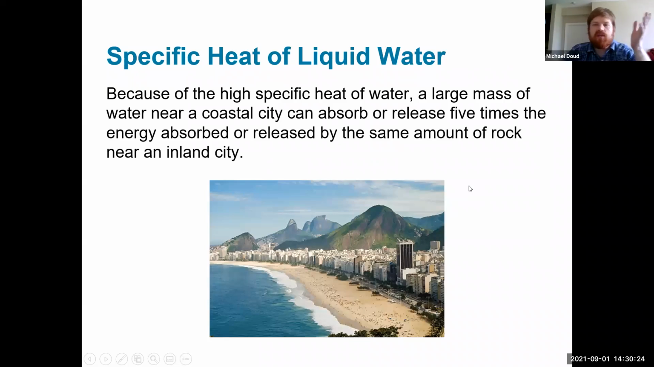Okay, now I mentioned before, water is super important. And one reason that we know it's important is not only are our bodies composed of it, the earth itself is composed of a lot of water. We have these giant oceans that we're lucky enough to live close by.